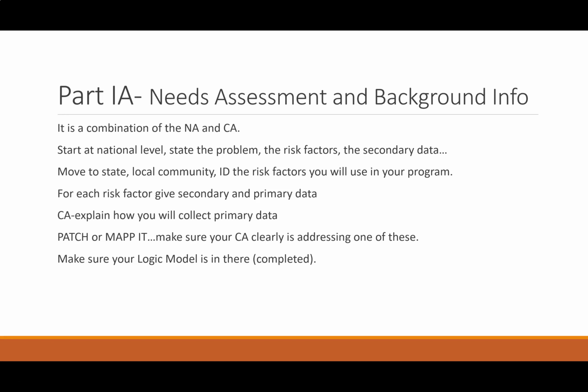For each risk factor, you're going to give secondary data and then primary data. So you're going to first say the risk factor is X, give the secondary data for your community and risk factor X, and then explain your primary data collection that you would conduct for that one risk factor. You do one risk factor at a time. If you think back to your community analysis, you had to explain how you will collect the primary data so that it makes sense for your population and your program.